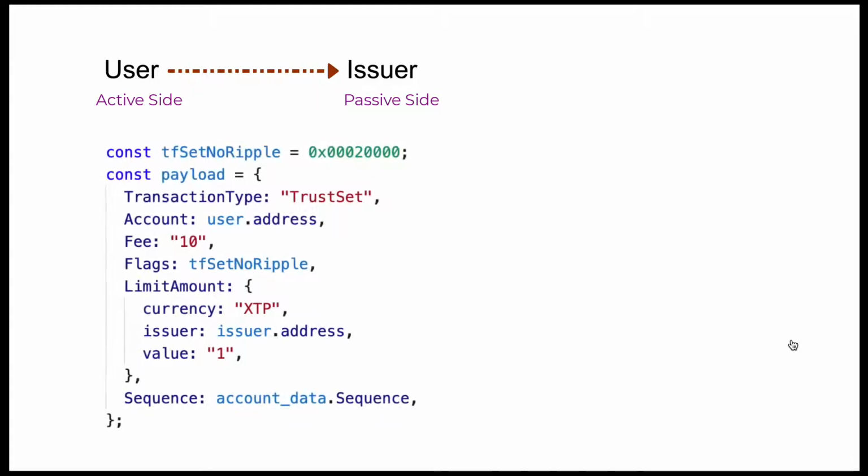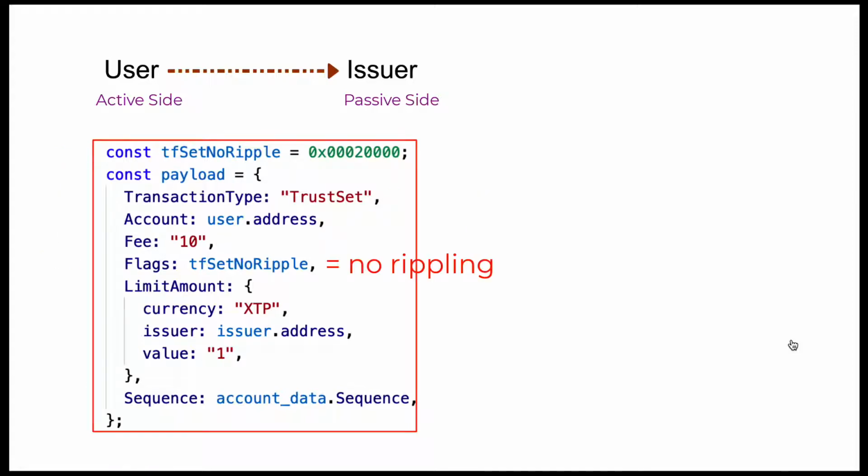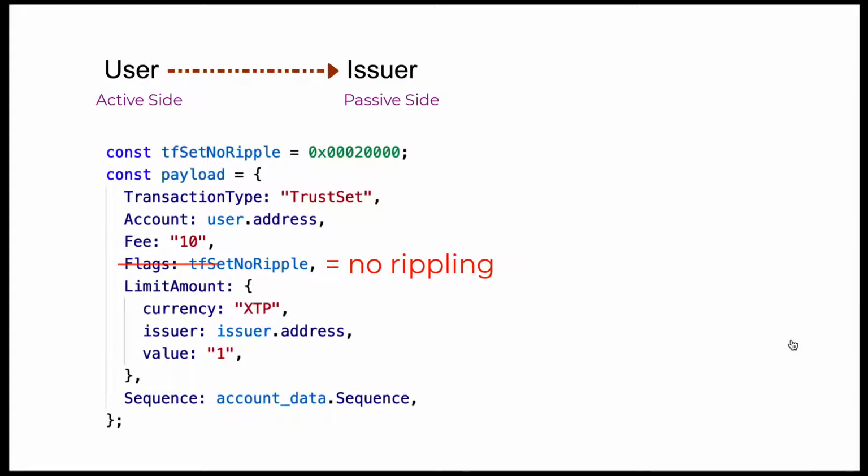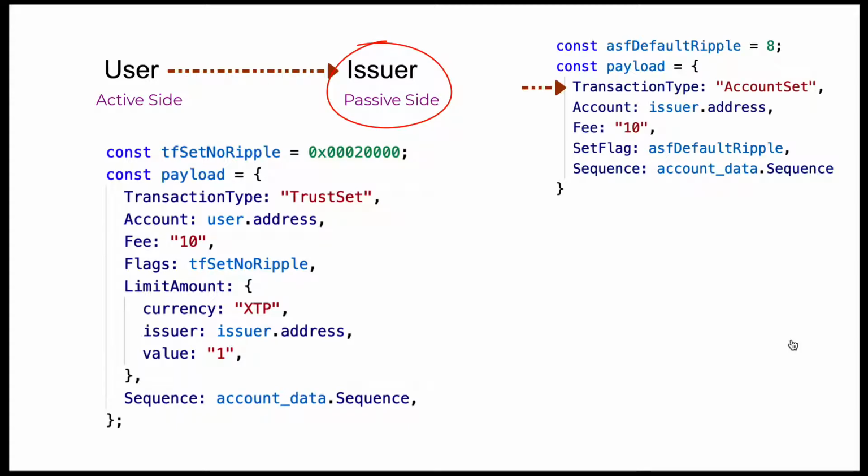So when setting a trust line, on the side that's setting the trust line, the flag of the trust set is used. So this is the flag and this is a trust set transaction, and this sets up a trust line with rippling disabled. If you miss specifying this flag, then rippling will be enabled from the user end on this trust line, which is not a recommended setting. So if you are a user, then always set the no ripple flag on the trust set. On the incoming side or the passive side of the trust line, the flag of the account set is used, that is the flag default ripple.